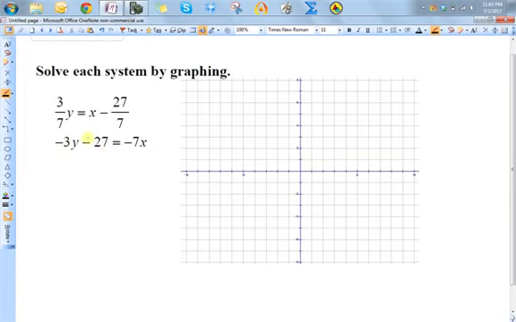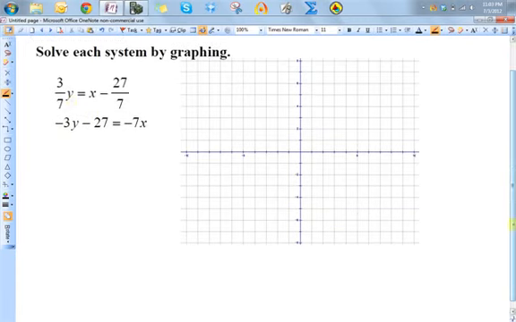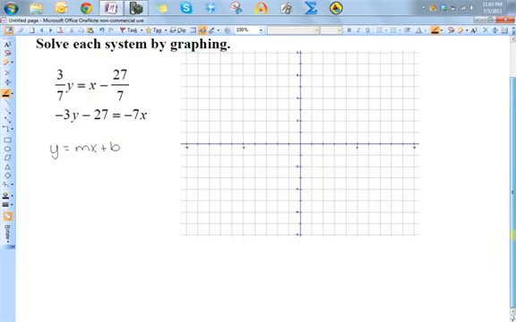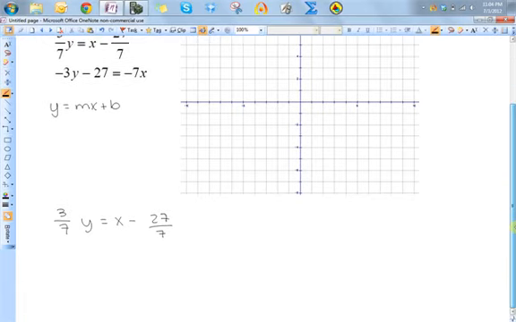If I want to solve this system by graphing, I want to first write each of these equations in slope-intercept form, which looks like y equals mx plus b, because it's just the easiest way to graph lines. So let's start with 3 over 7 y equals x minus 27 over 7. What I want to do is put it in this form, so I essentially just need to solve for y. So I'm going to first get rid of the fractions in this equation, because there's a fraction in front of the y, by multiplying both sides by 7.